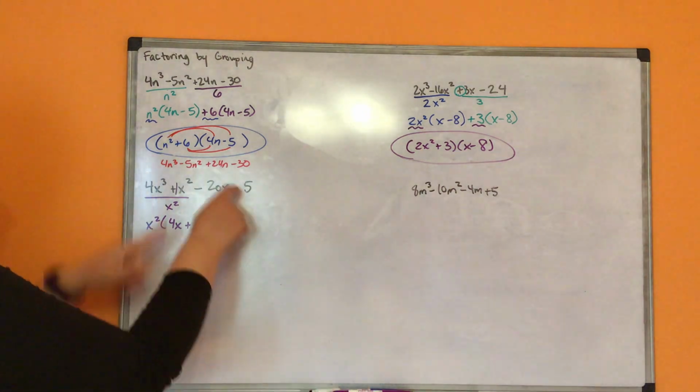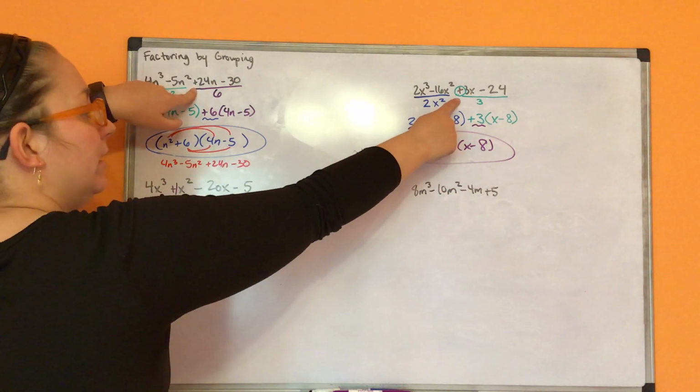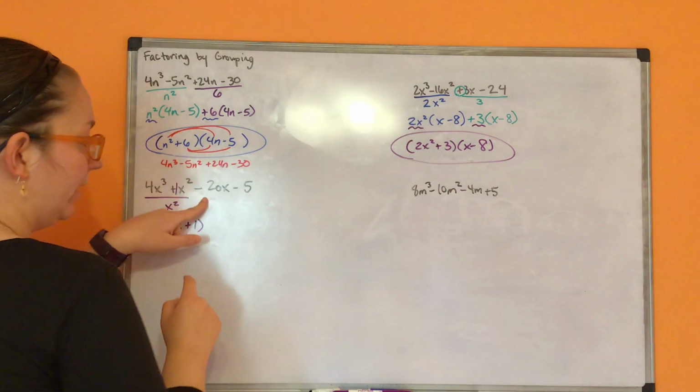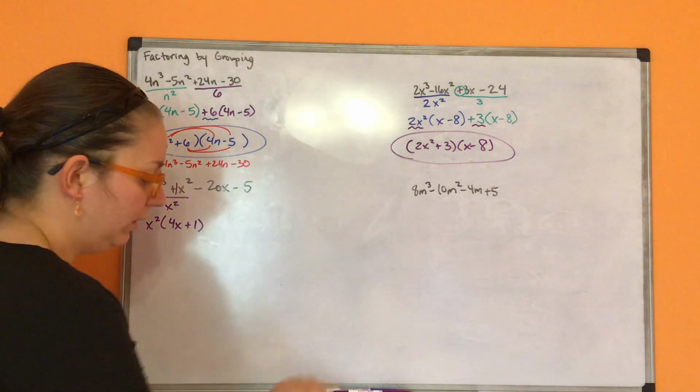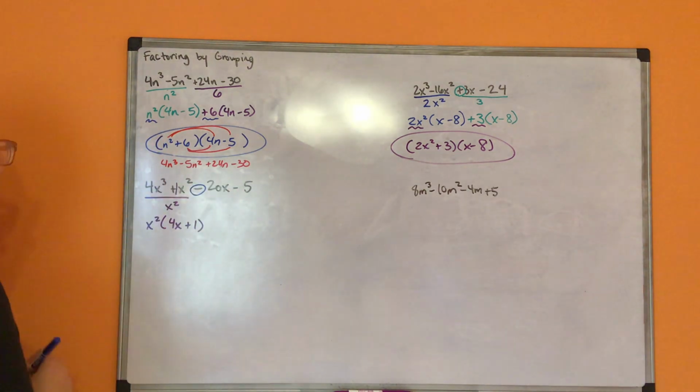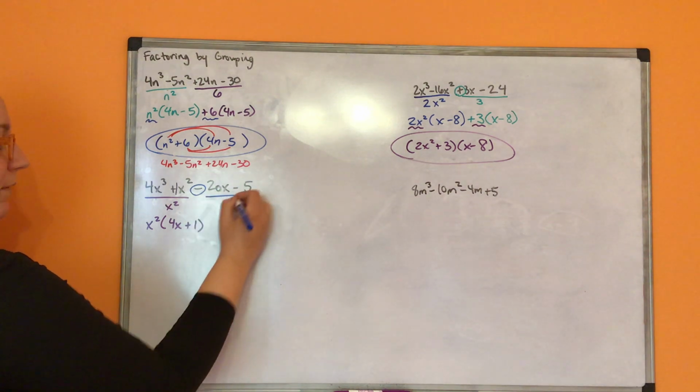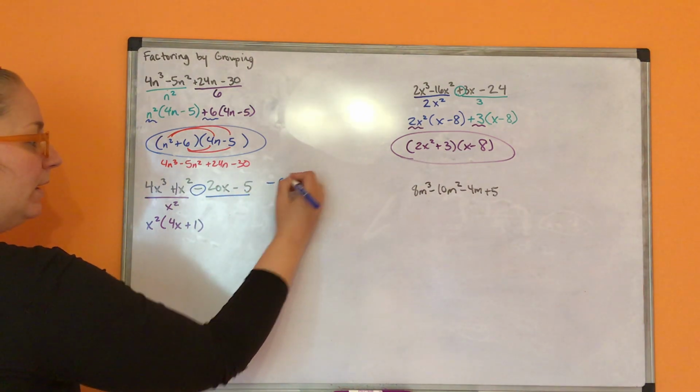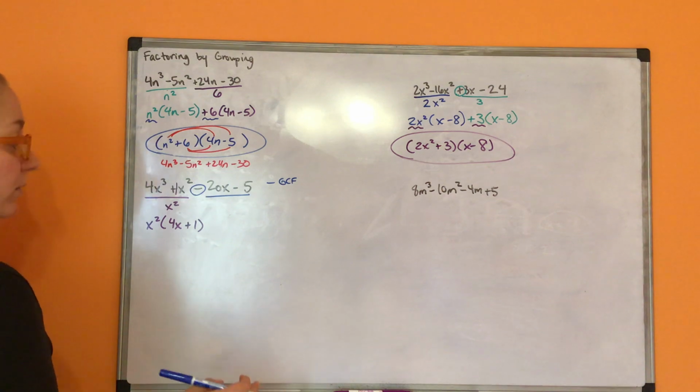Now, so far we've had a plus sign in this location. Now we have a minus sign. The only thing that really is going to slightly change for us is when we have a minus sign here before the second half, we're going to have a negative GCF. So find the GCF and just make it negative.